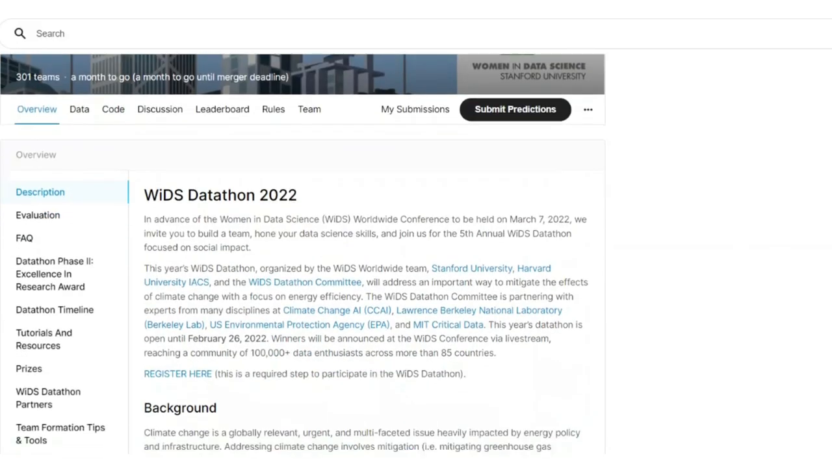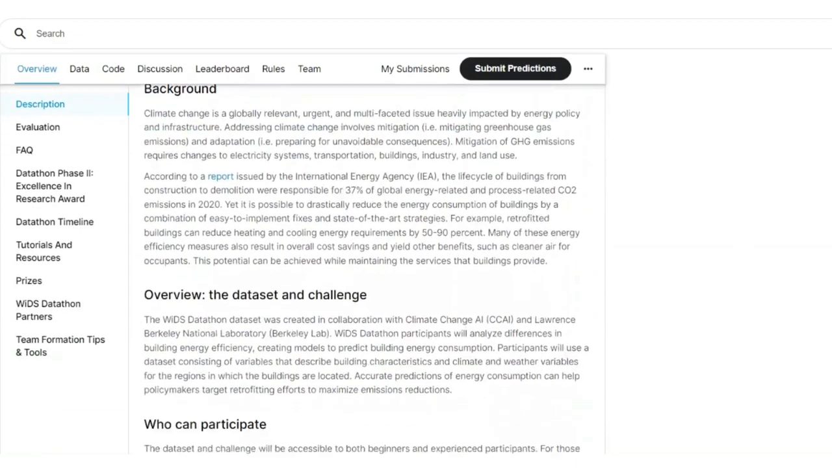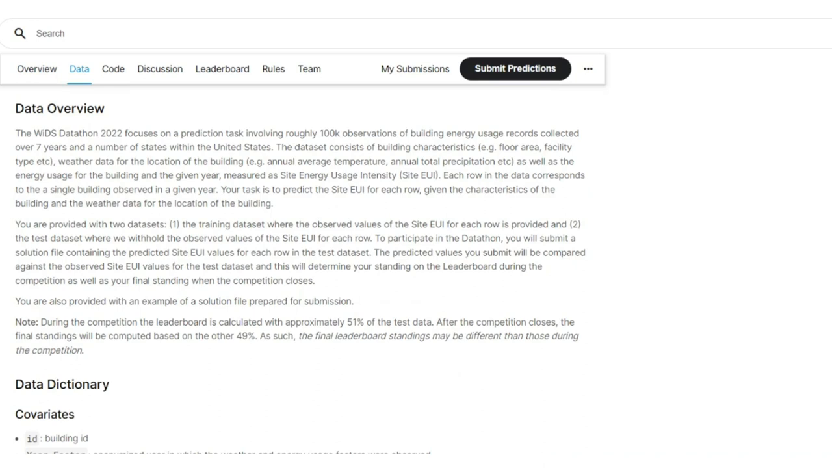So moving on to the problem statement, we can see that we have the WiDS Datathon 2022 dataset over here. The challenge focuses on a prediction task that involves roughly 100,000 observations of building energy usage records collected over 7 years and a number of states within the United States. You are given a dataset that consists of building characteristics like the floor area, the facility type, weather data for the location of the building, and the energy usage for the building in the given year. That is the site energy usage intensity, and this is the target variable for your dataset, and you have to predict this on the test dataset.